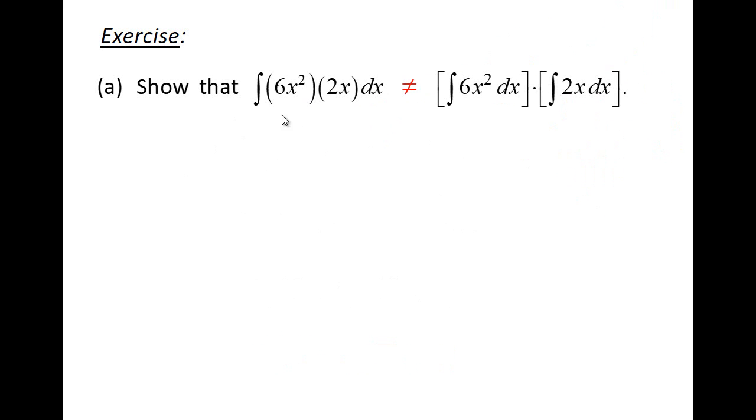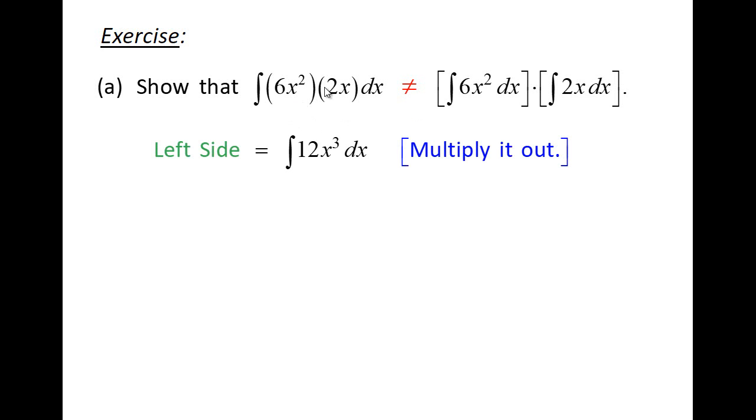So here I'm saying if I take the integral of 6x squared times 2x dx, that's not the same as the integral of 6x squared dx times the integral of 2x dx. That is, the integral of a product is not the same as the product of the integrals of the factors, right? So if we have a product in our integrand, we cannot take the integral factor by factor.